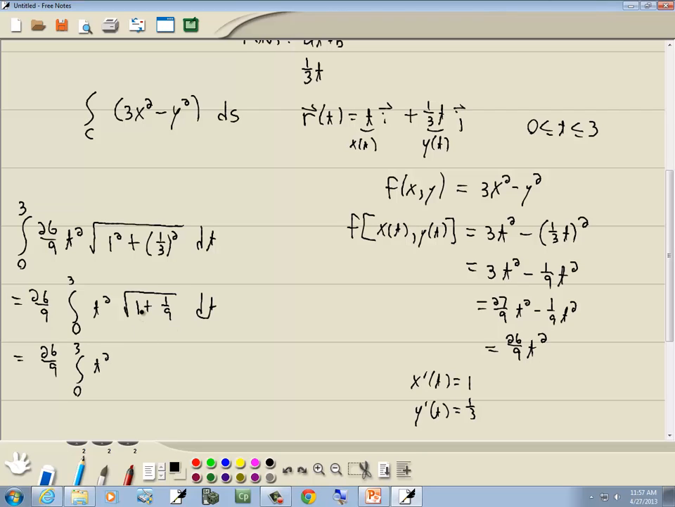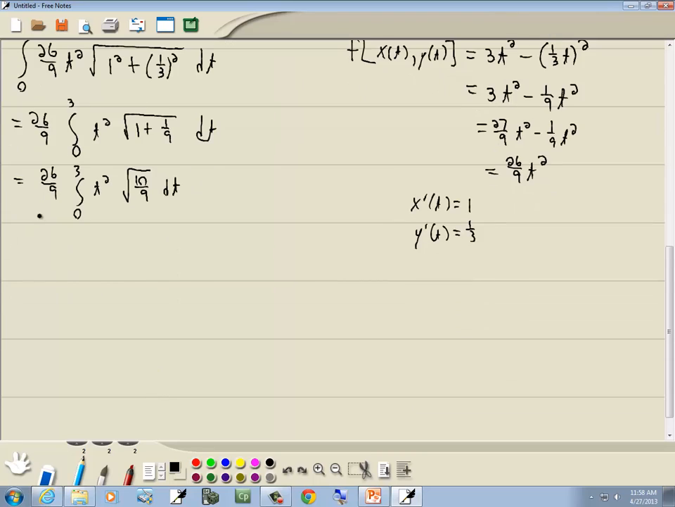I can combine these together as a mixed number. 1 times 9 is 9, plus 1 is 10, so that gives us 10/9 dt. And that's a number we can just put out in front. So that gives us 26 over 9 times, split it up, square root on top, square root on the bottom, t squared dt, which gives us 26 square root of 10. Now the square root of 9 is 3. 3 times 9 is 27. And then we add 1 to our power, divide by our new power.